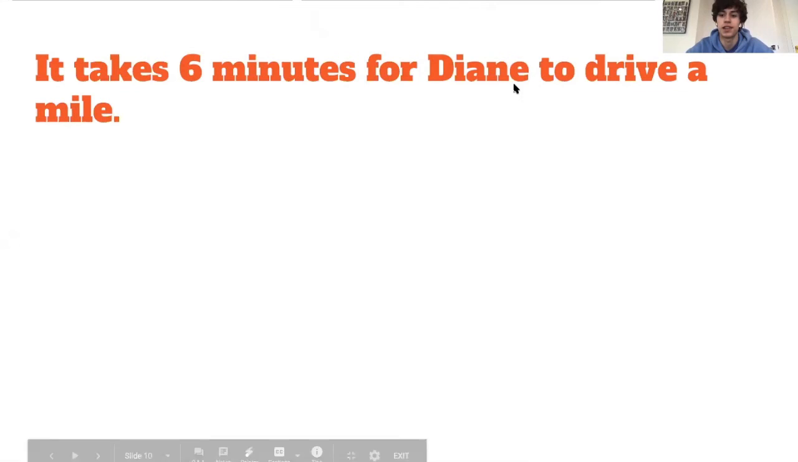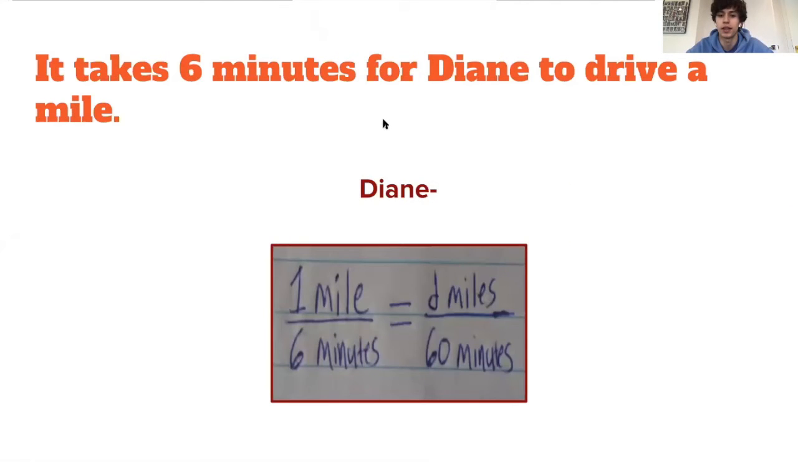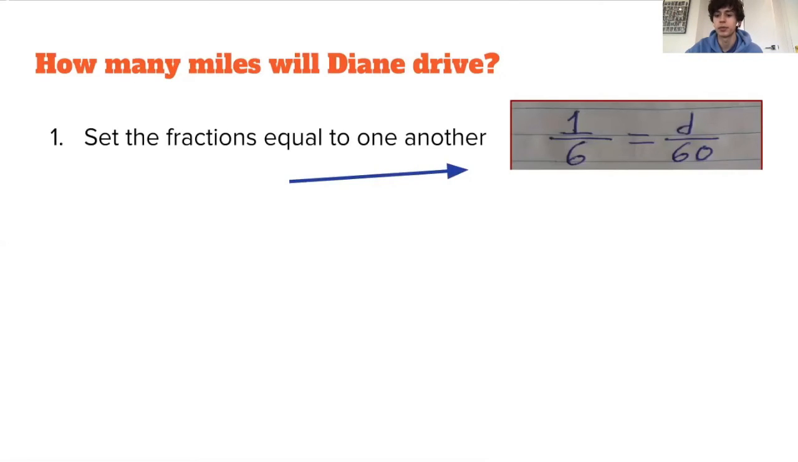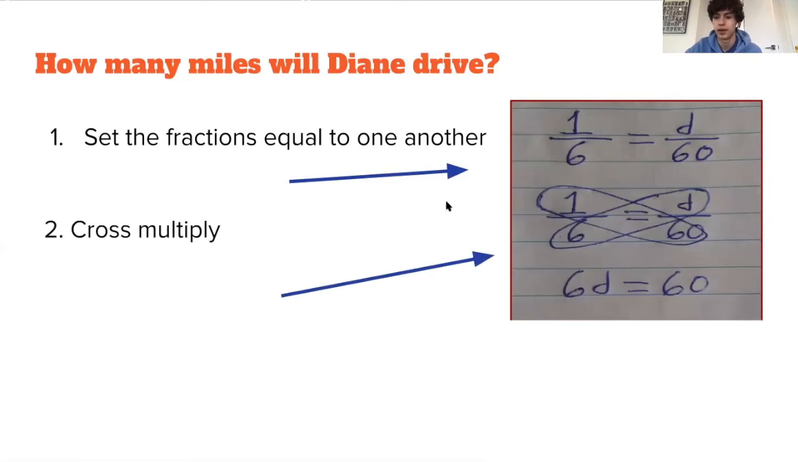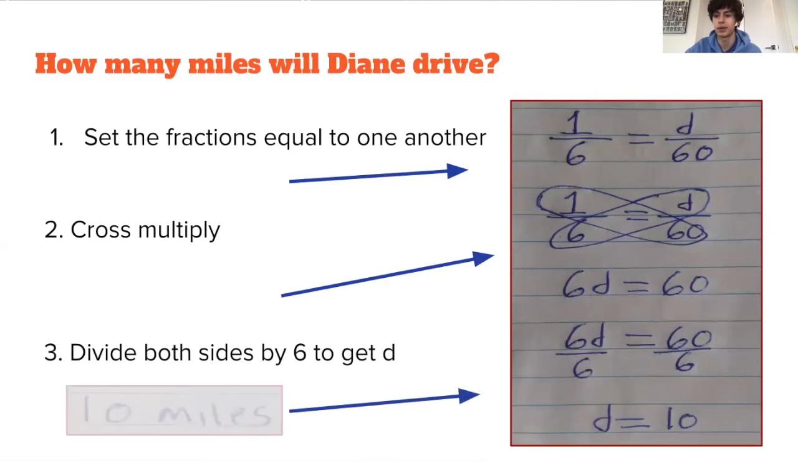In the problem, it says that it takes Diane 6 minutes to drive a mile. So her mileage would be 1 mile over 6 minutes. Again, we have to convert 1 hour into 60 minutes so that they're the same units. Let's set the amount of miles Diane drives in 60 minutes as D and set up a similar proportion. 1 mile over 6 minutes equals D miles over 60 minutes. Like we said before, because the units are the same, we can drop them, and we have 1 over 6 equals D over 60. Again, we cross multiply, and we have 60 equals 6 times D, or 60 equals 6D. We divide both sides by 6 and find the value of D. D equals 10. In 60 minutes, Diane drives 10 miles.